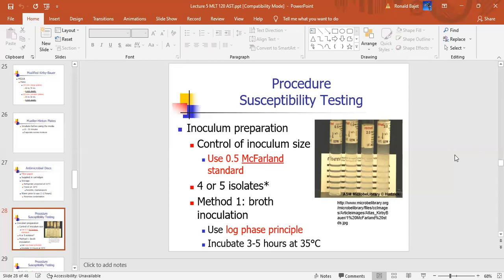By that time, about 4 hours later, you'll go to your tube, and it's going to be more cloudy now because your organisms are in log phase. They're actively growing. You take your tube, which is going to be pretty cloudy, and dilute it to the 0.5 McFarland. Now your suspension is actively growing, and you'll use that 0.5 McFarland to inoculate and streak for growth on your Mueller-Hinton agar plates.